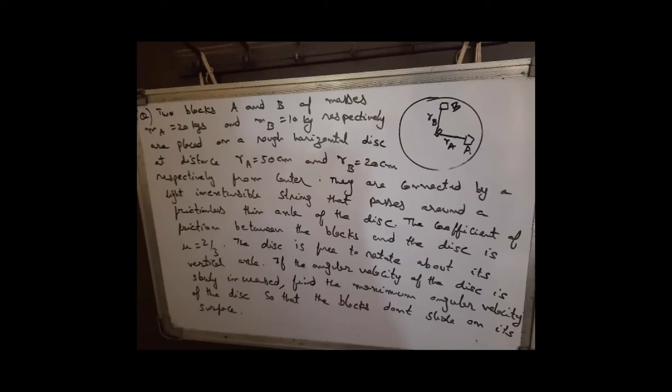The maximum omega is 5, sir. What was the method? There'll be the same tension in both the strings, sir. So I'm assuming that MA omega square RA will be more than MB omega square RB, no, sir. So we need more centripetal force for A, no, sir.